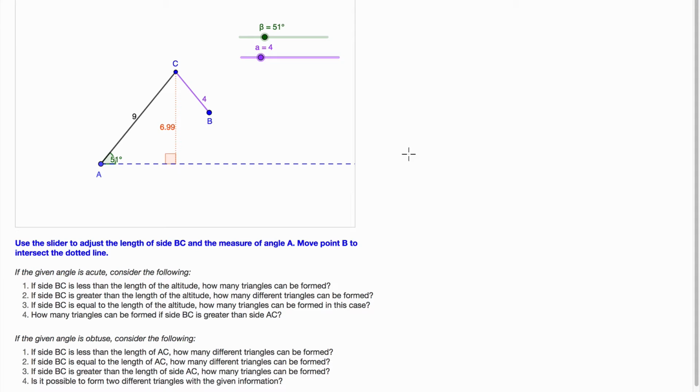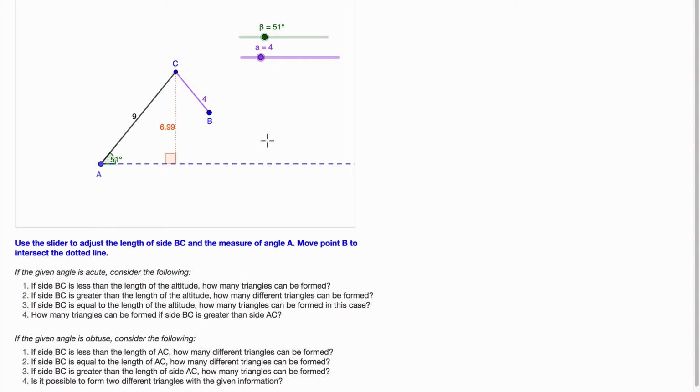In this video, we're going to explore something called the ambiguous case for the law of sines. The ambiguous case is a result of having a side-side-angle triangle. Again, we have two sides and their non-included angle that we're given, and we want to determine how many triangles can be formed when given this information.